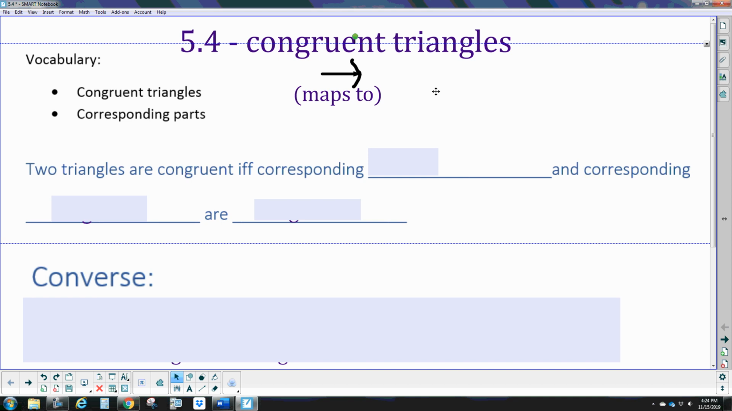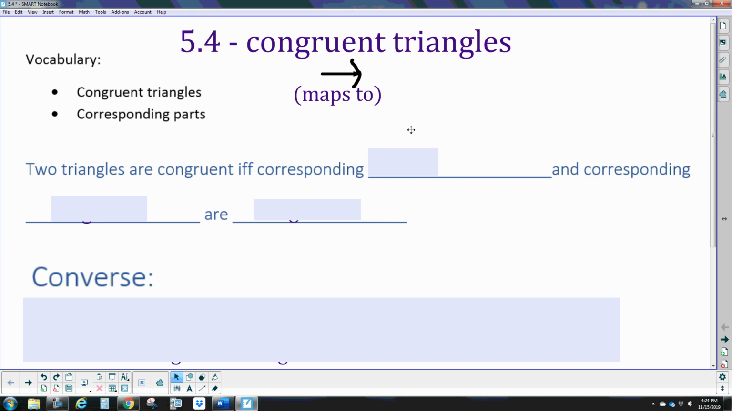And when we're mapping using either reflection or rotation or translation, we have to make sure to map each point from the pre-image to the image. Okay, so every point goes from the pre-image to the corresponding image point.